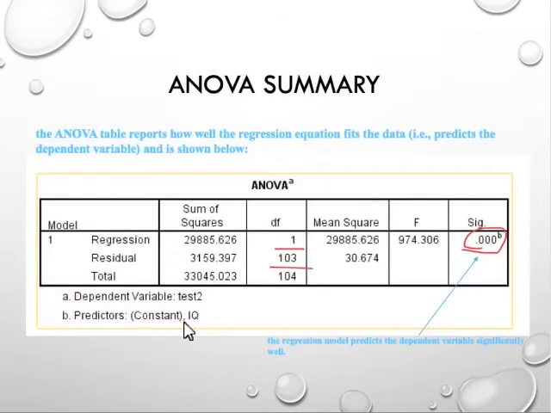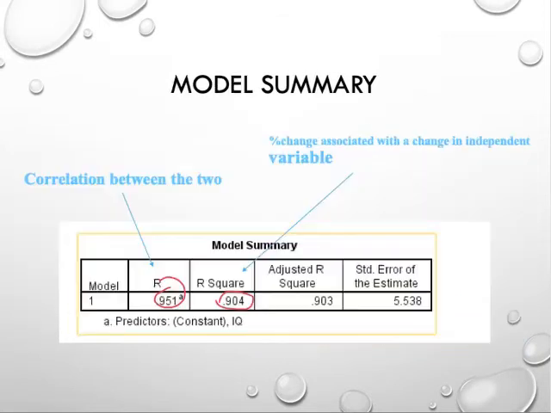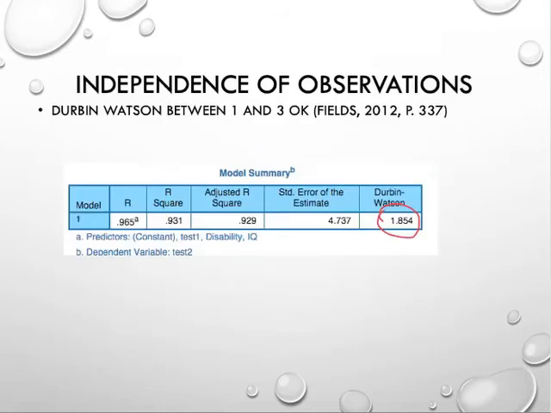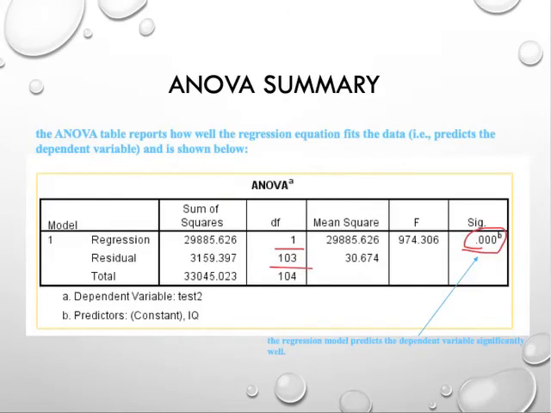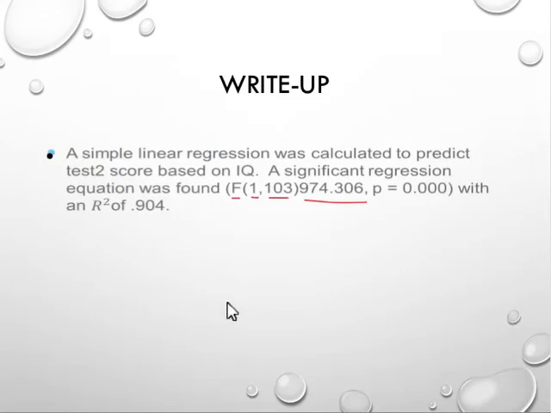We go back to the ANOVA table. We see that being right, oh, there it is, 974.306. I don't know why it took me so long. Where P equals 0.00 with an R square of 0.904.